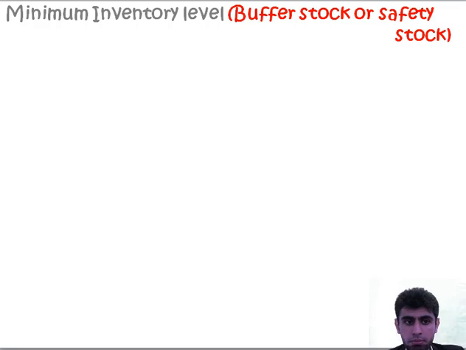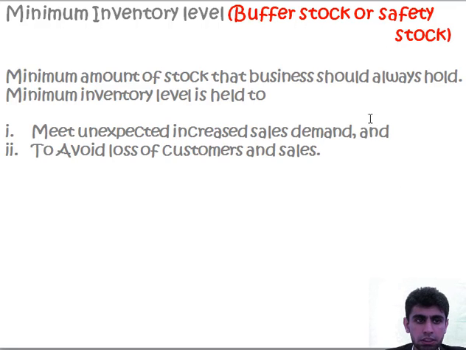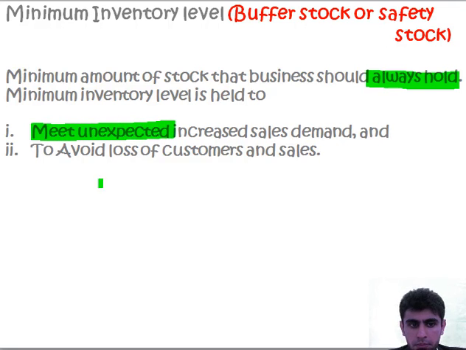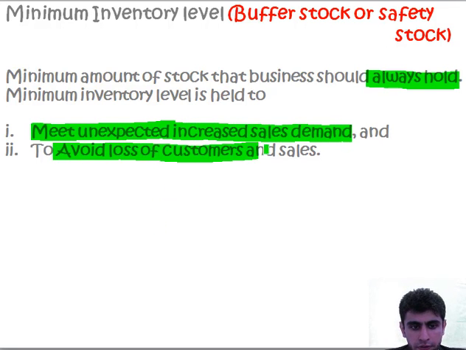So again, what is minimum inventory level? Minimum inventory level is the minimum amount of stock that business should always hold, okay? Because there can be unexpected demand, right? To meet unexpected increased sales demand and to avoid loss of customers and sales. So these are the two main reasons why we need to have a certain amount of stock maintained all the time.